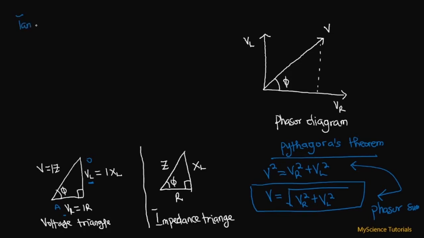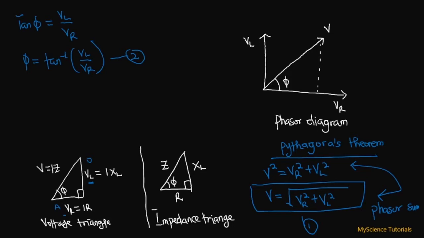So we have tan of the phasor angle to be equal to the opposite, which is VL, over the adjacent, which is VR. So it means if we want to find our phasor angle, we just need to find the tan inverse of the ratio VL over VR. So this is one important equation you need to keep in mind, and then this is another very important equation you also need to keep in mind.